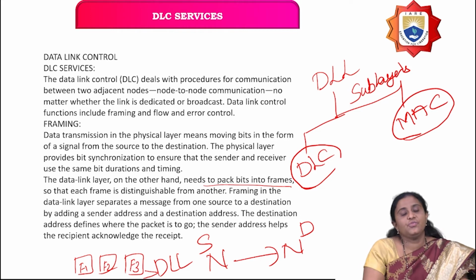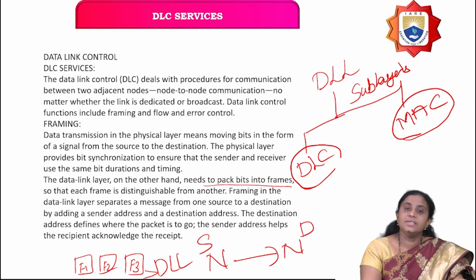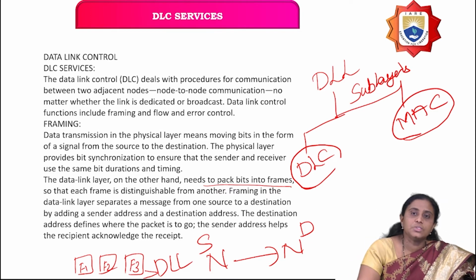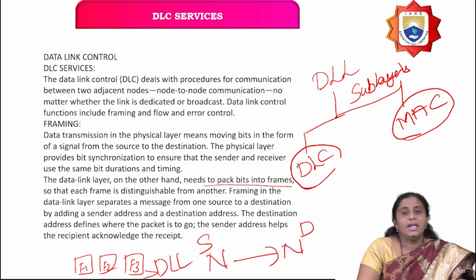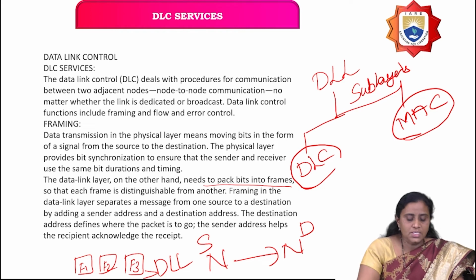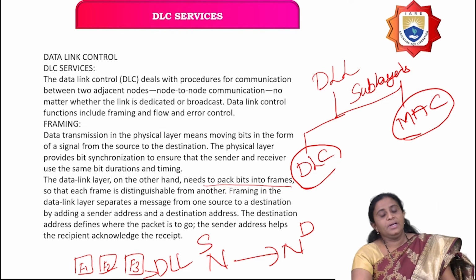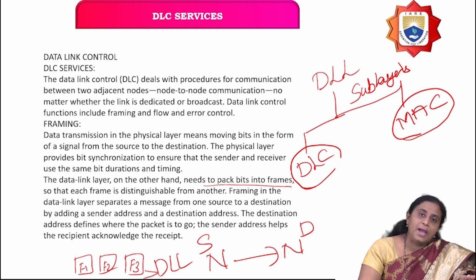So that each frame is easily distinguishable from another frame. Framing in the data link layer separates a message from one source to the destination host, and each frame packet consists of a sender address and a destination address. The destination address defines where the packet is to go, and the sender address helps the recipient acknowledge the type of packet which should be coming from one source node.